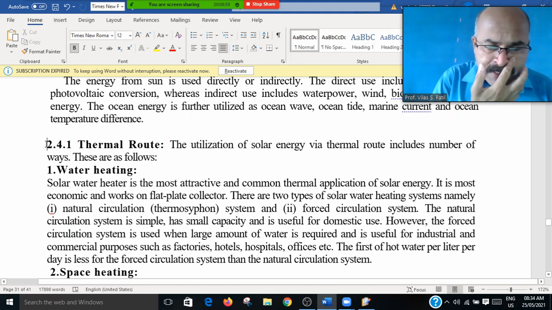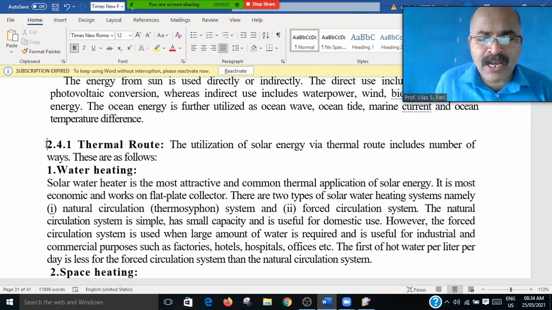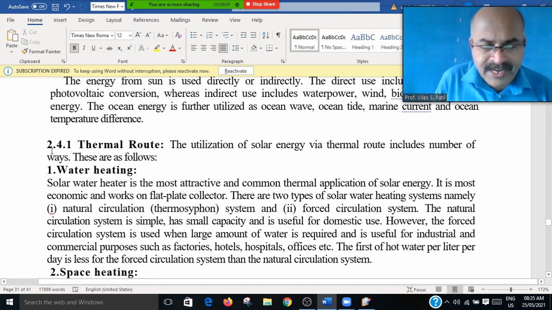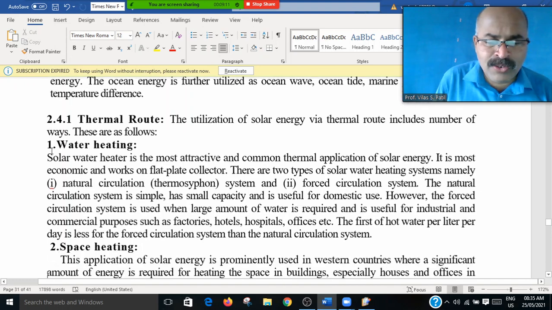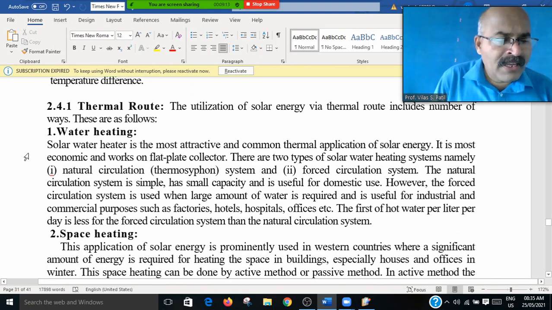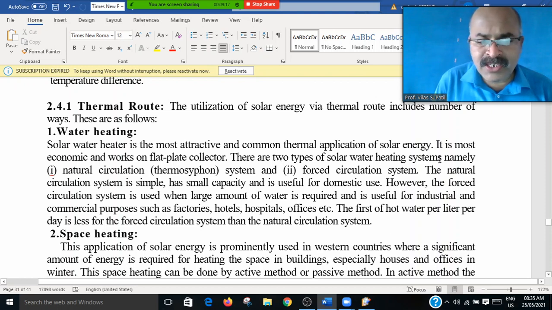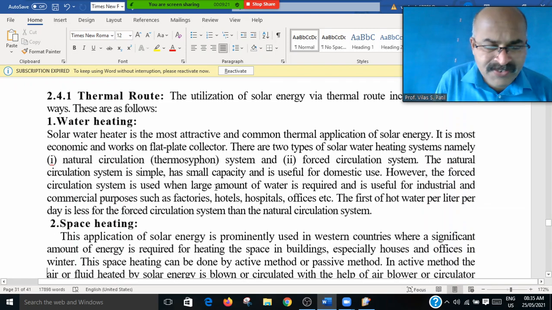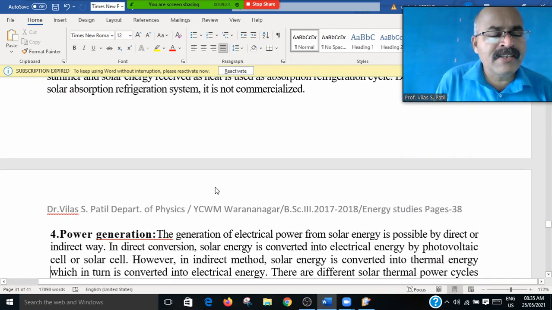The thermal route, that is the utilization of solar energy via the thermal route, includes a number of ways, as follows. We know that water heating was covered, we have seen it. Solar water heating is the most attractive thermal application of solar energy, and it works with flat plates. Space heating is also done, friends, that is also covered.